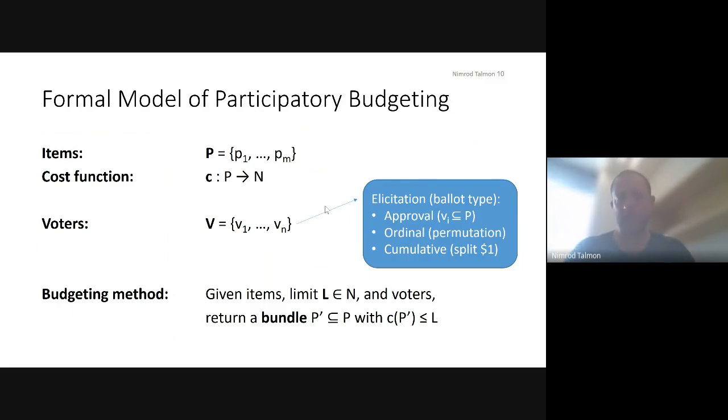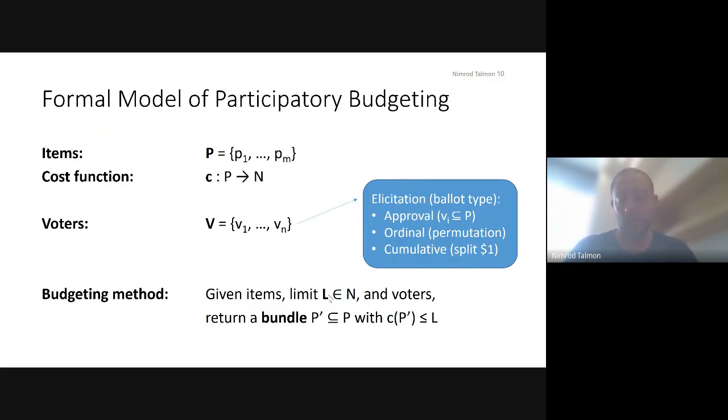But there are other elicitation or ballot types that I will speak about later. And then the third thing that you have is some limit, like a budget limit, which is similar to the size of the committee in multi-winner elections, but really just the total amount of dollars that the city has to spend for the whole process.